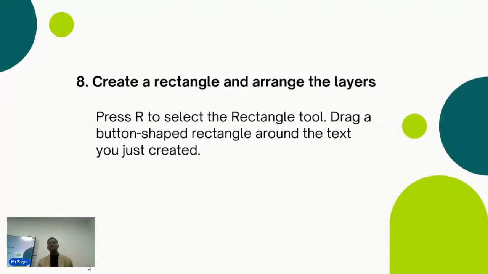Okay, so the next thing is to create a rectangle and arrange the layer. So what you would do if you want to create a rectangle, there's a rectangle down below that you can click to create, right? But then you can also click R on your keyboard and then drag the rectangle on the text.